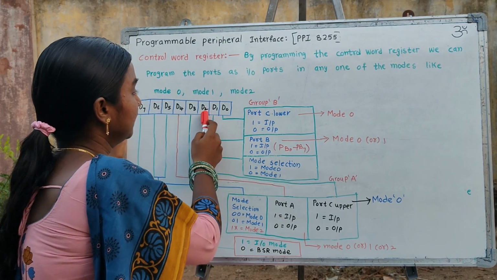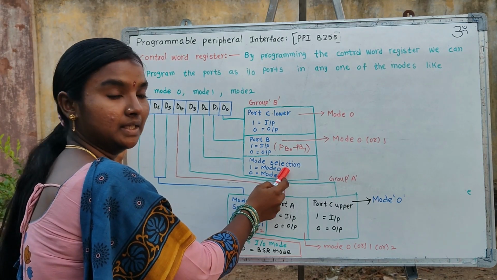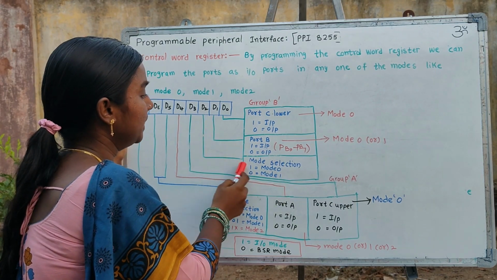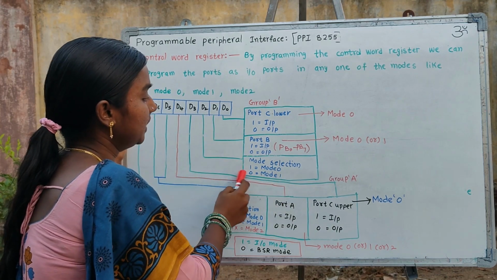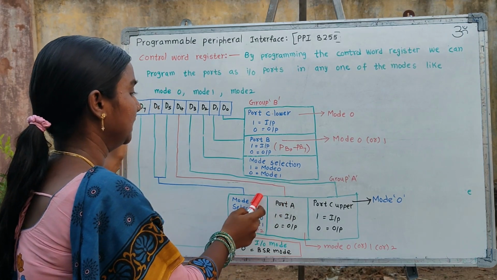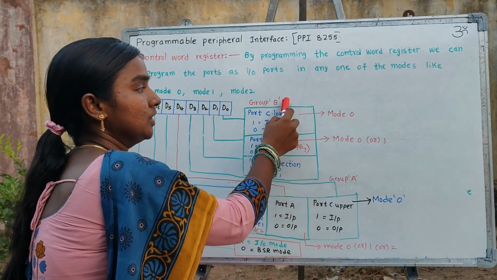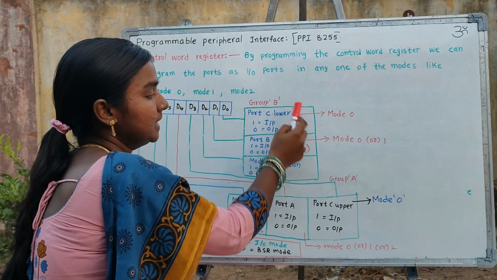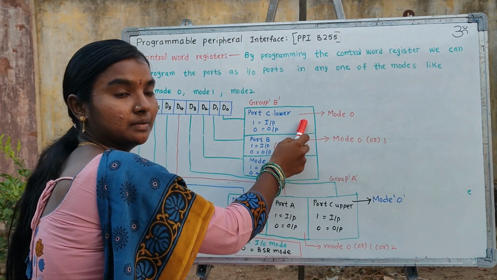Here, depending on the value on D2 bit, the mode selection is going to be decided. If D2 bit is 1, mode 1 is going to be selected. If D2 bit is 0, mode 0 is going to be selected. Next, these 3 blocks we may consider as group B. Group B means port B section and port C lower section.